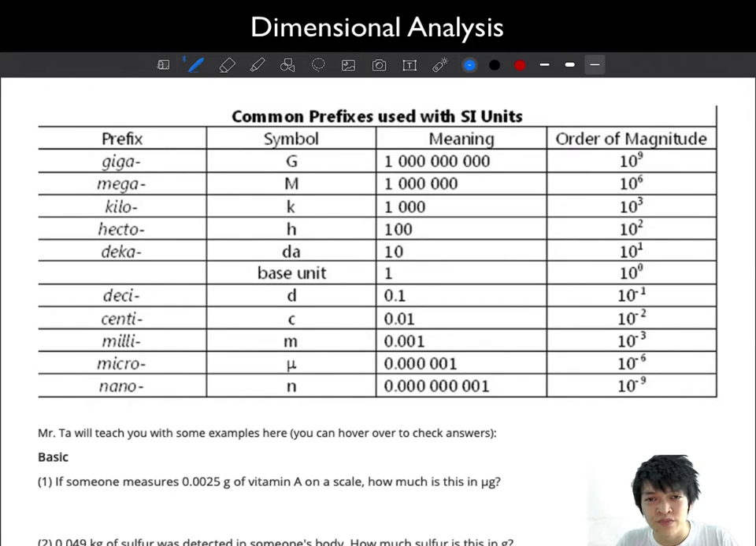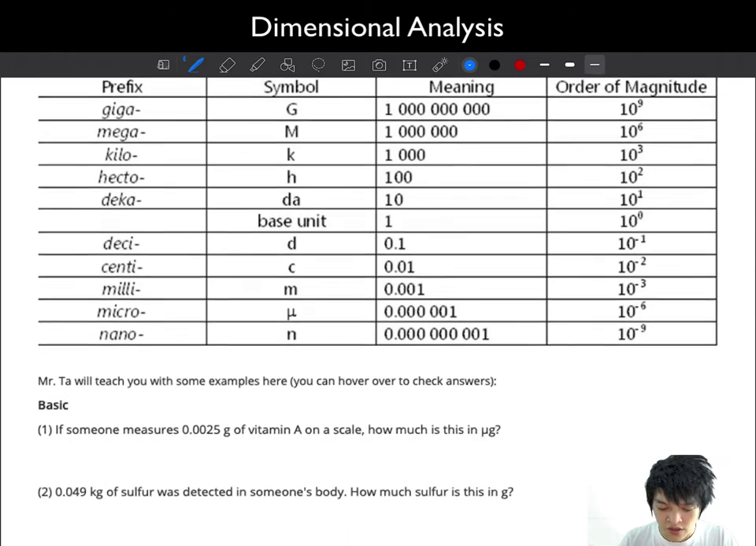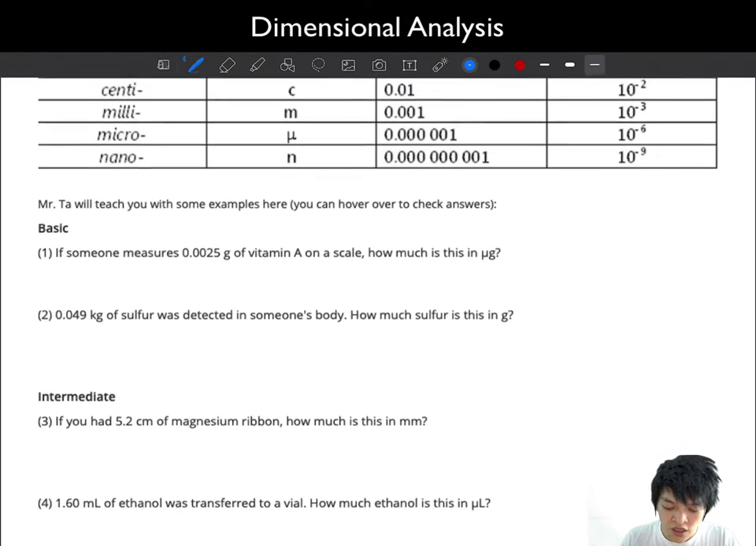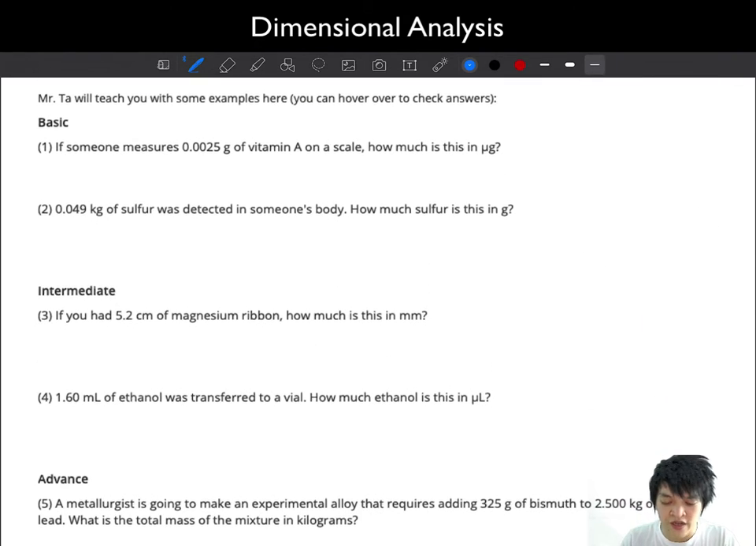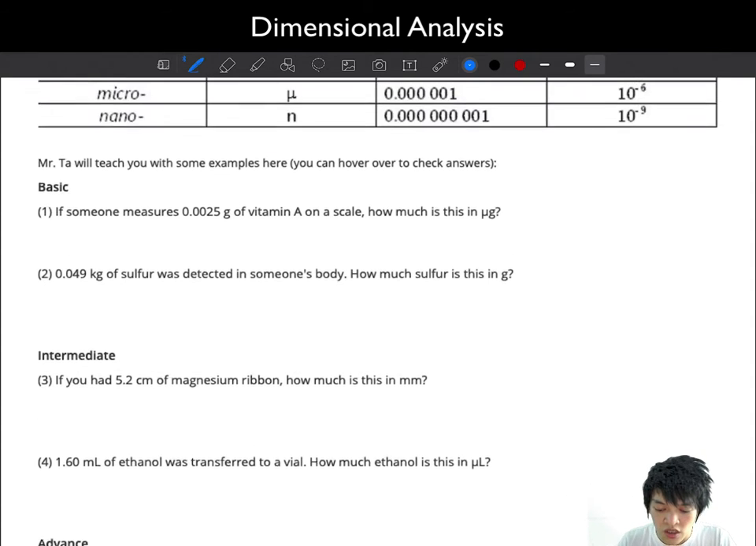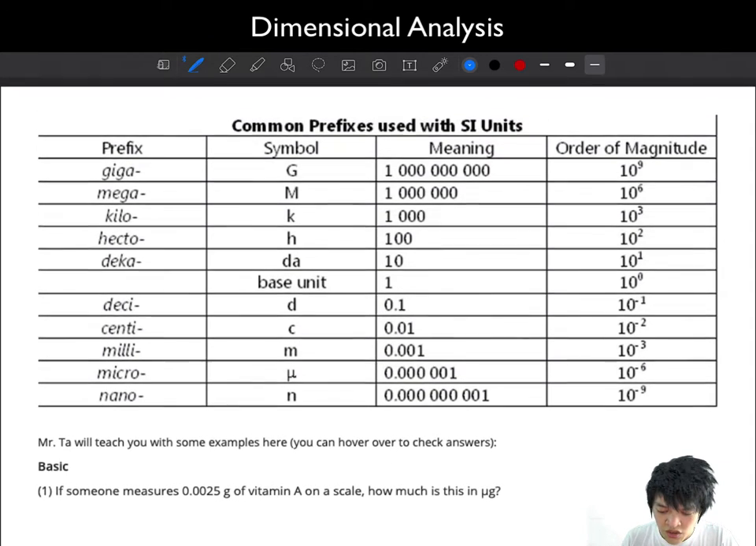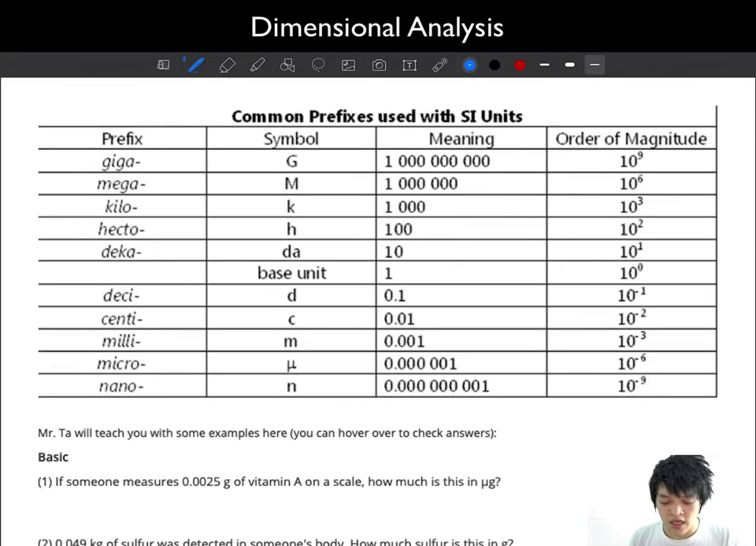We're going to try to do some dimensional analysis, which is just a fancy way of saying converting units. There are some basic ones, an intermediate one, and some semi-advanced problems. I have this separated in Schoology so that you can see a variety of dimensional analysis problems. Again, it's just a fancy way of saying unit conversion, and that's why we have a relationship chart right here.